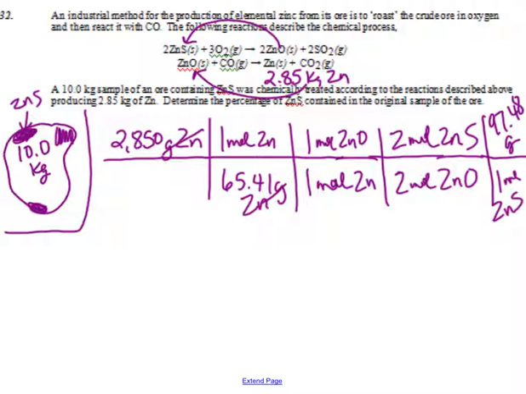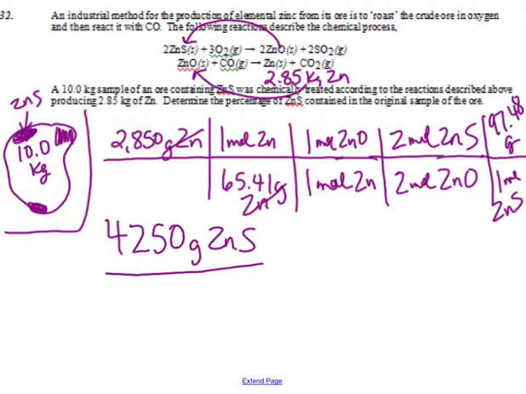All right, so long dimensional analysis problem. It's actually not. It's just 2850 divided by 65.41 times 97.48. And what is our grams of ZnS? Give me 3 sig figs, please. 4,250 grams of ZnS. Well, that's how much ZnS was in that big chunk of rock.